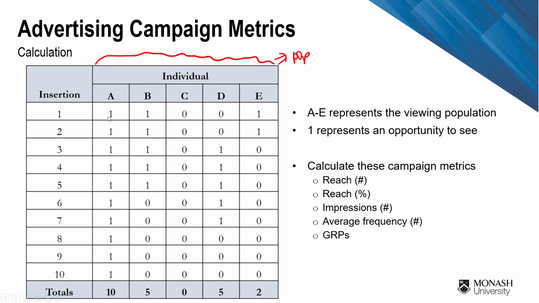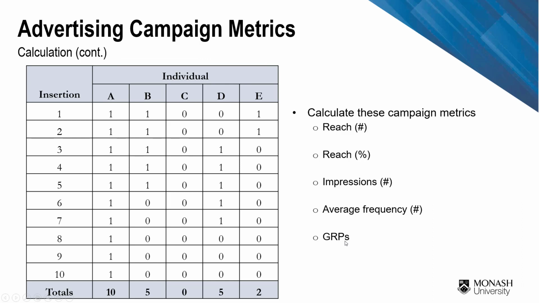And you will have people who, whether they view or not, this is an opportunity to see. So 1 stands for opportunity to see and 0 means that they don't have the opportunity to see it. Now, we are asked to calculate this campaign in terms of reach, percentages, impressions, average frequency, and the GRP, or the gross rating points. How do we actually calculate that?